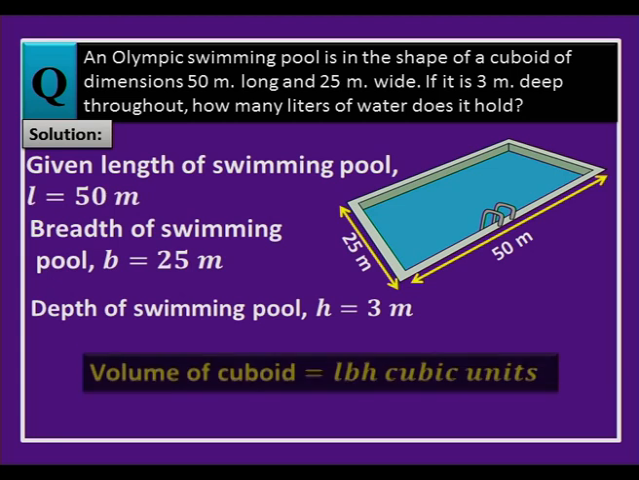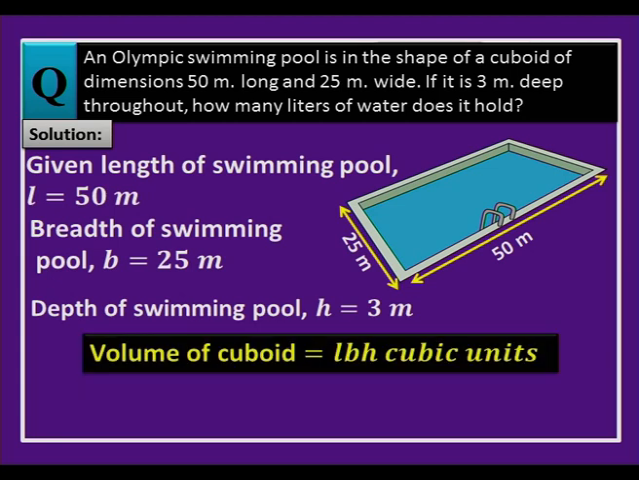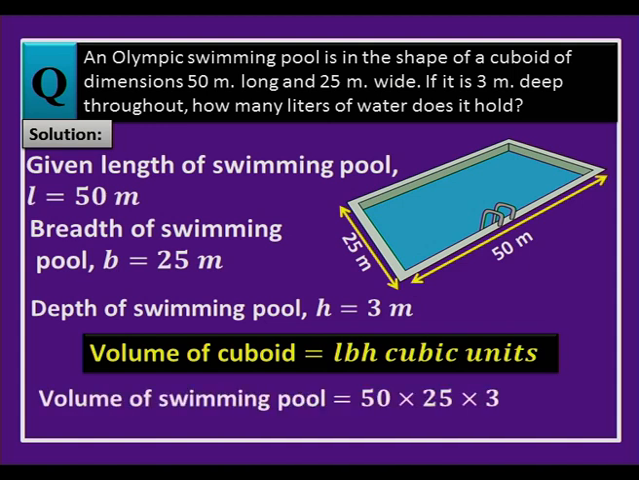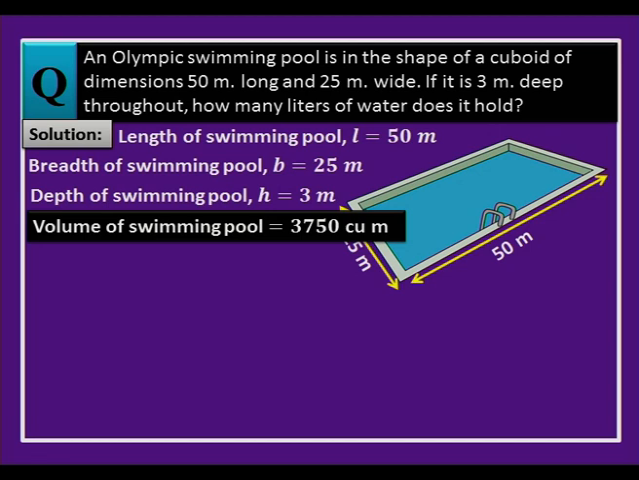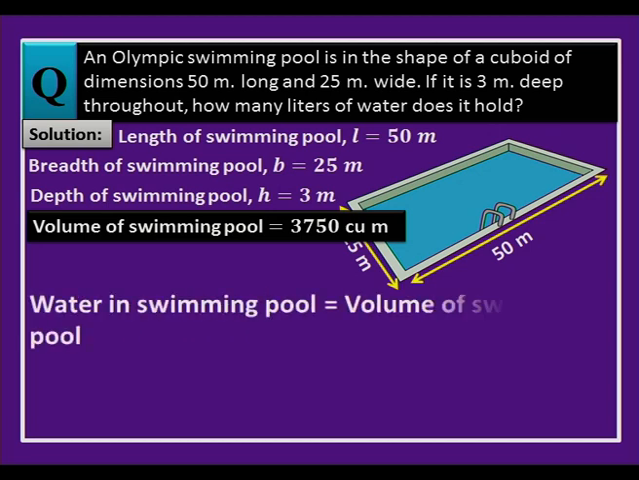So, we need to find the volume of the cuboid, because the swimming pool is in the shape of a cuboid. So, what is the formula, children? Yes, l b h cubic units. Now, let us substitute the values of l, b and h, that is 50 into 25 into 3. So, we get 3750. So, this is the volume of the swimming pool, and the water in the swimming pool is equal to the volume of the swimming pool. Here the volume of the swimming pool is how much, children?